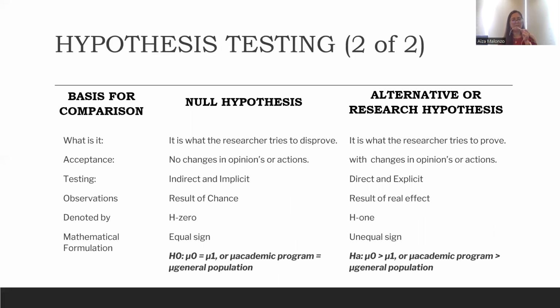For the null hypothesis, the testing is indirect and implicit, while for the alternative, it's direct and explicit. The observation is based on the result of chance only for the null hypothesis, while for the alternative, it's the result of a real effect. The notation for the null hypothesis is H0, while for the alternative, it's H1. And the mathematical formulation for the null hypothesis is an equal sign, while it is a not equal sign for the alternative.